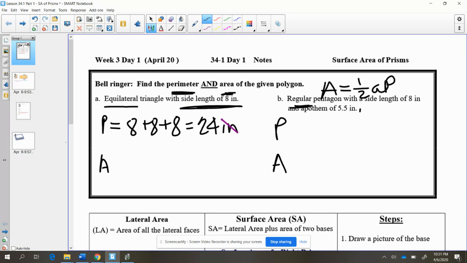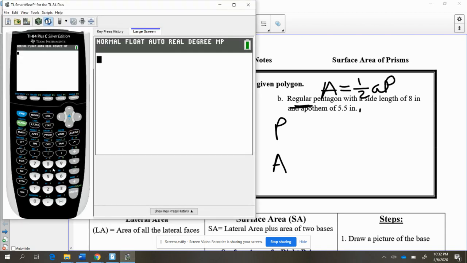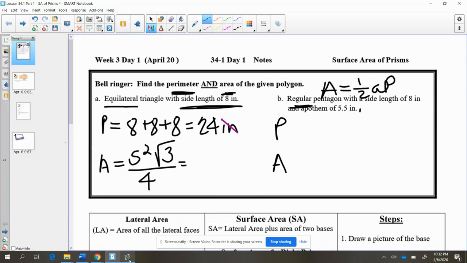Well, from there, our area, if this is equilateral, there's that lovely formula: side squared times the square root of 3, all divided by 4, will give us our total area. So we can plug in our side length of 8 for s, and then if we type in finding the square root, all divided by 4, we end up with about 27.7 units squared. So inches in this case squared.